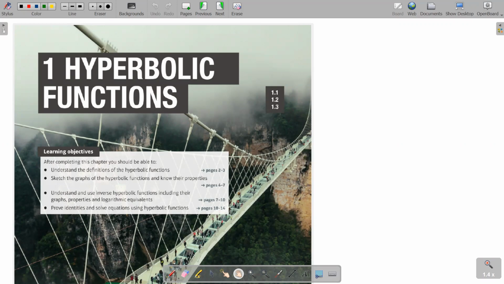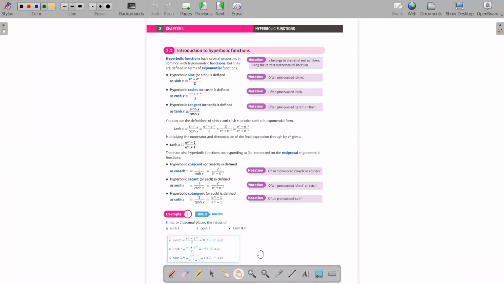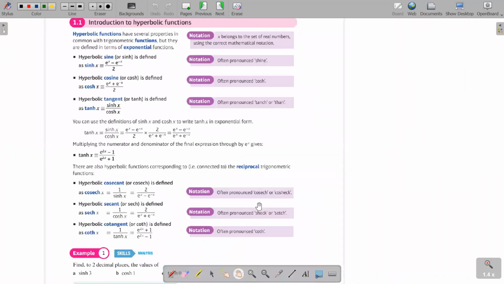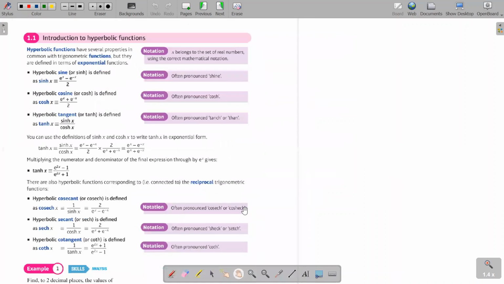All right, guys. So we're going to start our discussion on FP3, chapter one, hyperbolic functions. So the first thing we'll be doing here is introducing you to hyperbolic functions. Previously you've been working a lot with trigonometric functions, right?